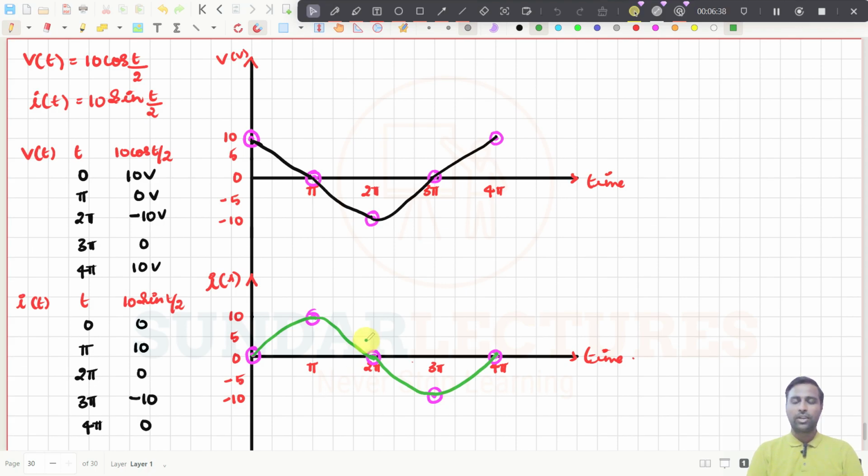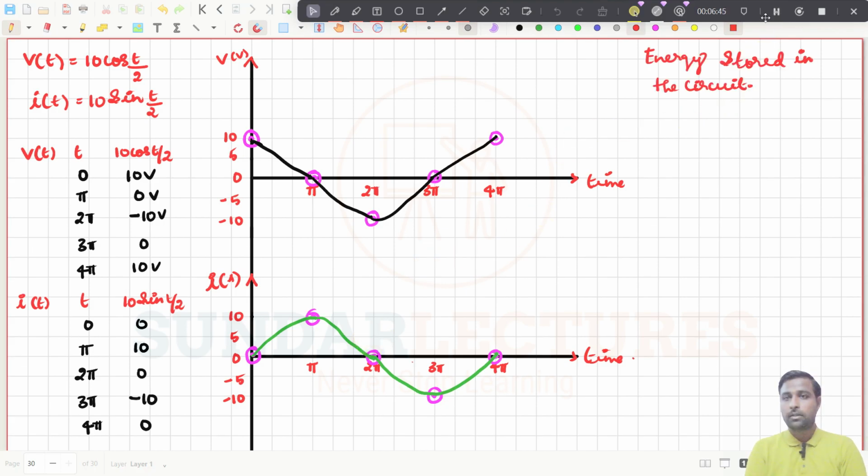And I want to tell you one thing. What is the energy stored in the circuit? That is what I need to find out, right? This is very important to understand. What is the energy stored at t is equal to pi? At t is equal to pi, what is the value of voltage? Voltage is 0, and at pi the value of current is nothing but 10 amperes, right?